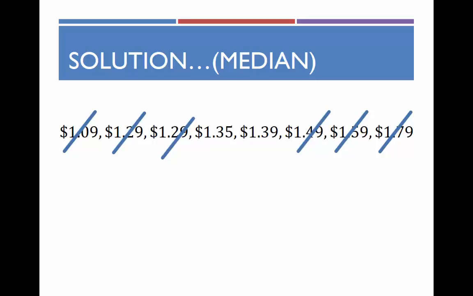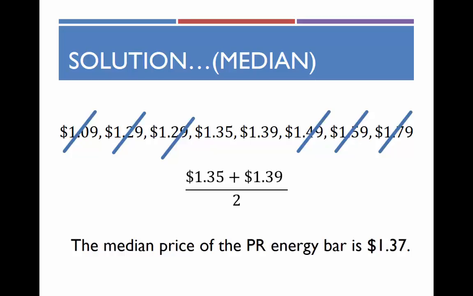Remember, when the data set has an odd number of entries, the median will be the single middle data entry. When the data set has an even number of entries, the median is going to be the mean of the two middle data values. The median price of the PR Energy Bar is $1.37.